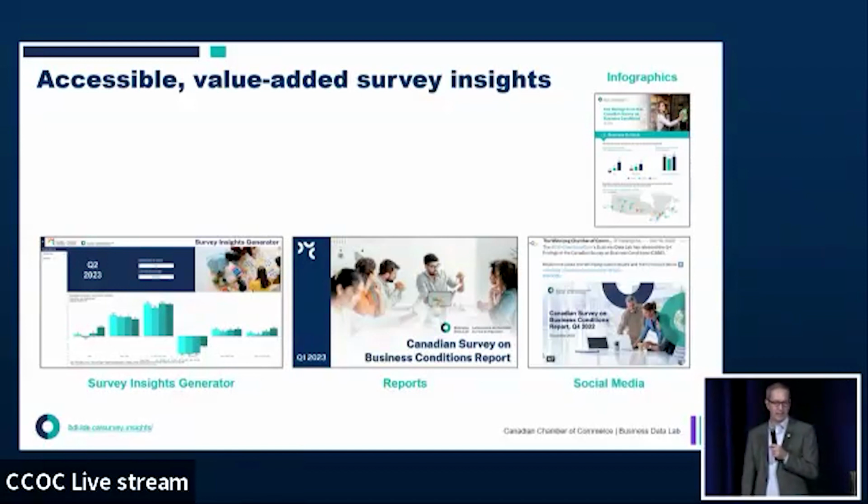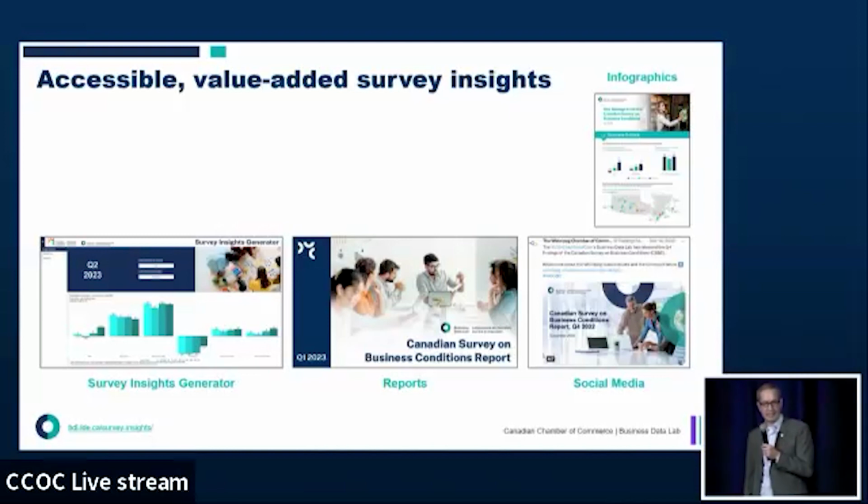On the left-hand side, this Survey Insights Generator. People can go to the website and they can change filters and look for provinces or territories. If you're looking for underrepresented businesses, we have a lot of data on that. And so you can get a lot of results there for the expectations, obstacles, and things I talked about, and see how those have changed over time.